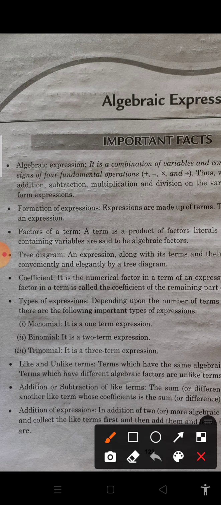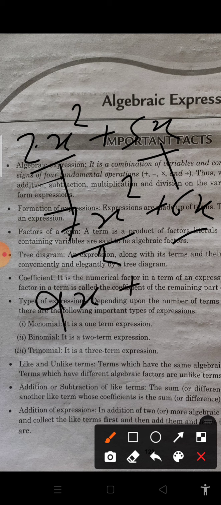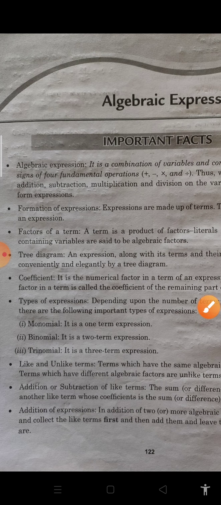Suppose in two different algebraic expressions, 2x square plus 5x and 7x square plus 6x. These are like terms. So we add 2x square plus 7x square, and 5x plus 6x. So the answer is the addition of both expressions: 7 plus 2, 9x square, plus 6 plus 5, 11x. So we add only like terms.